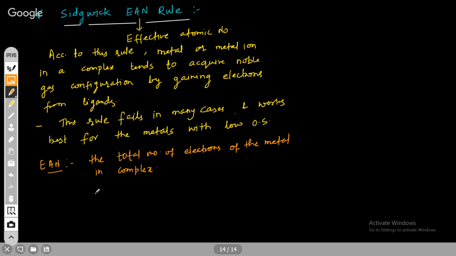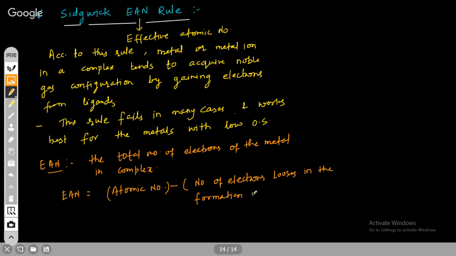Okay. See, effective atomic number. First of all, you see this, you will understand. The formula I am giving you here is: effective atomic number equals the atomic number minus the number of electrons it loses in the formation of ions, and the number of electrons we will write with sign here.